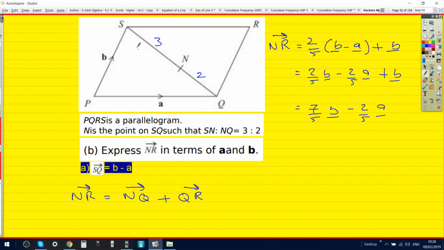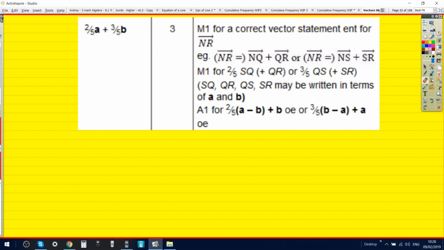S to Q. It was my mistake, sorry. The previous answer was minus b plus a, not minus a plus b. Oh, okay. Yeah, my mistake. The previous answer should have been minus b plus a. We did everything correct.